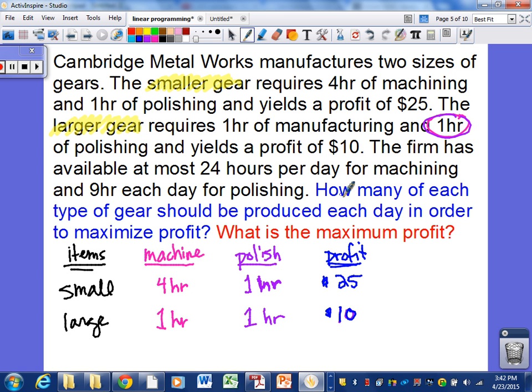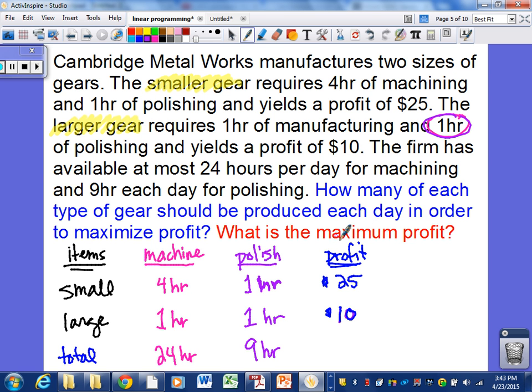Okay, now let's see what else. The firm has available at most 24 hours per day. So here are your limitations. We cannot exceed these things. 24 hours a day for machining and 9 hours each day for polishing. And our questions: how many of each gear should be made, and what is the maximum profit?